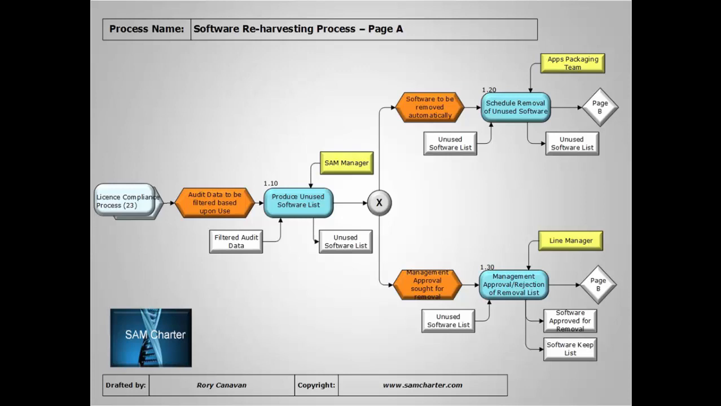Now, this can go either, again, one of two ways. Either they're going to reject the request and therefore it is best practice to create a software keep list. This is where the SAM team know not to remove an application from a certain machine, even if it hasn't been used, or it goes into the software approval list for removal.